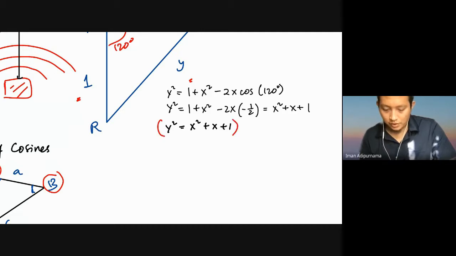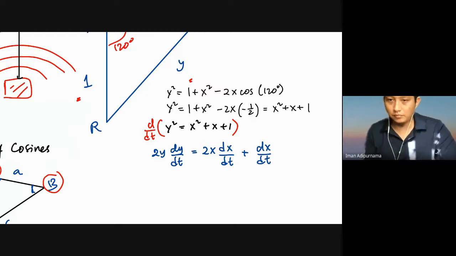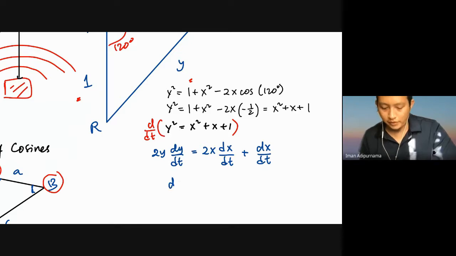Let's differentiate everything with respect to t. So we have 2y dy over dt equals 2x dx over dt plus dx over dt. And we have an expression for dy dt, the rate of change of the distance between the plane and the radar. If we solve this, it will be (2x plus 1) over 2y times dx dt.